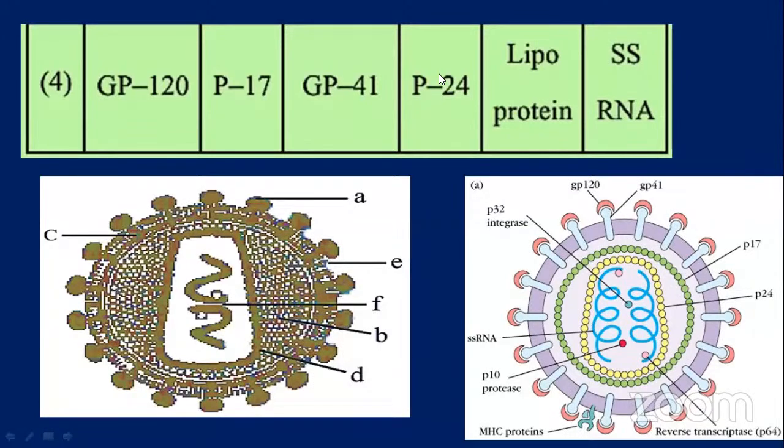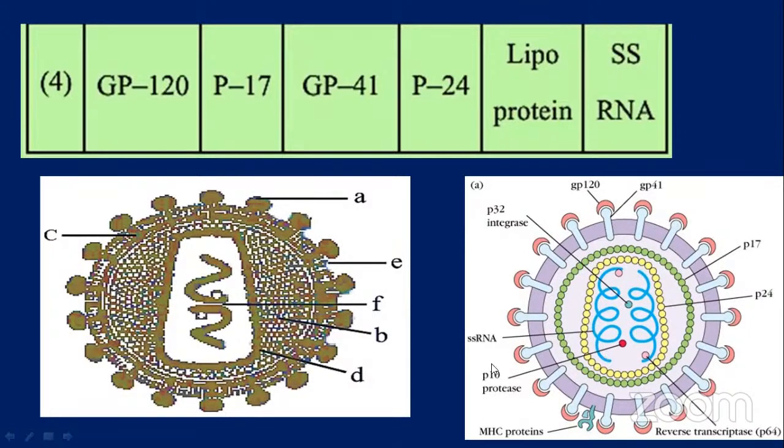Okay. B is, where is it? Here. See this part. Center. Okay. See this one. 70, this part. And where is this C? In this part. C. Okay. Glycoprotein 41 is in this part.